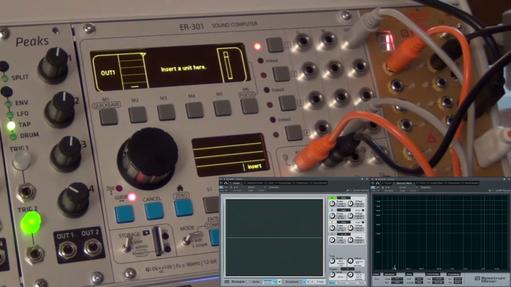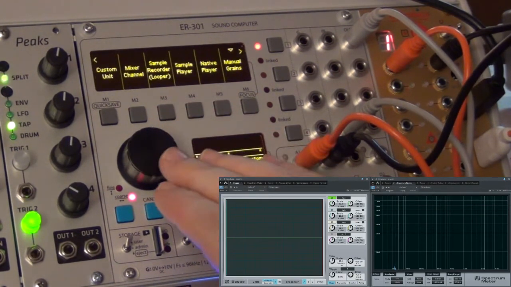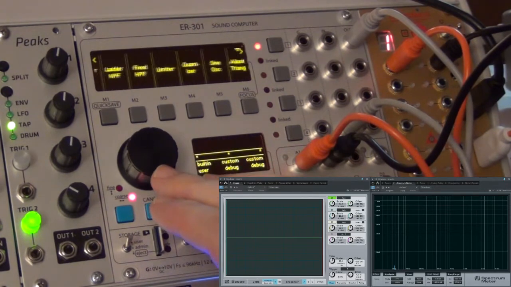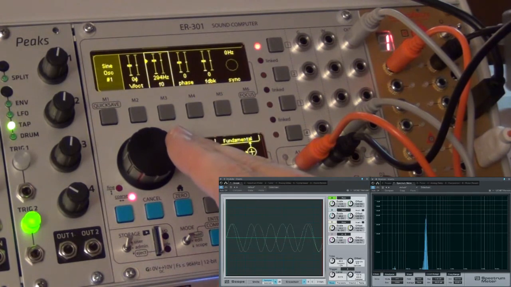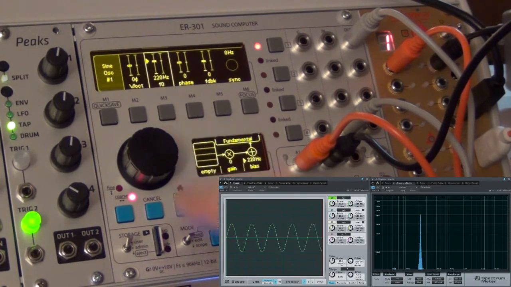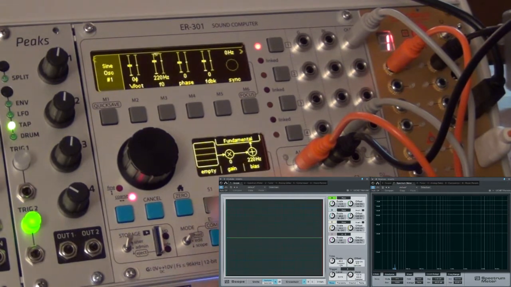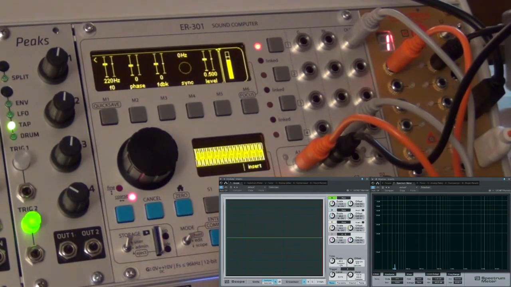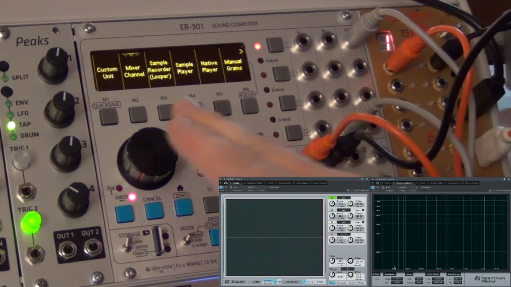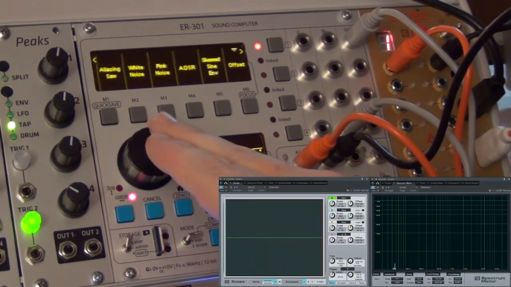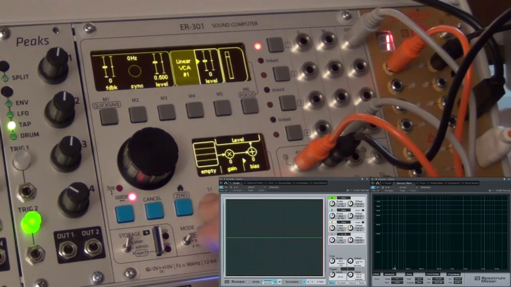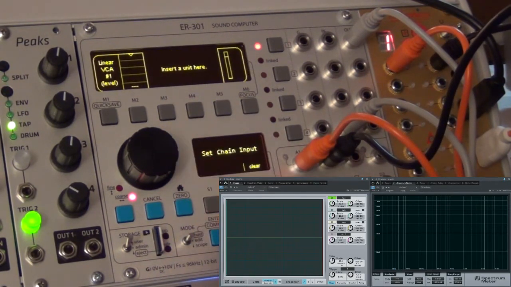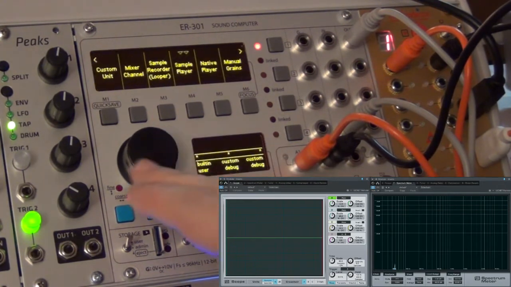So I think the easiest thing to see them with is sine waves, because they're kind of fundamental. So let's put in a sine wave, and we'll just start it at 220 hertz here. All right, so first thing, let's put a linear VCA here, and let's set its modulation source to be another sine wave.